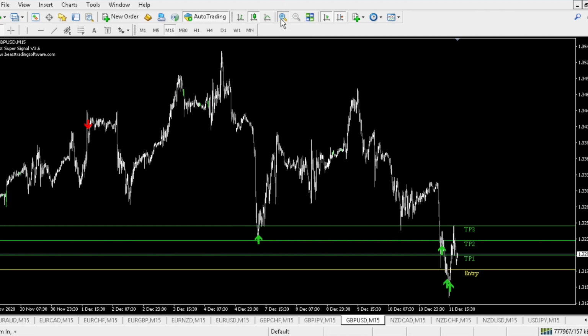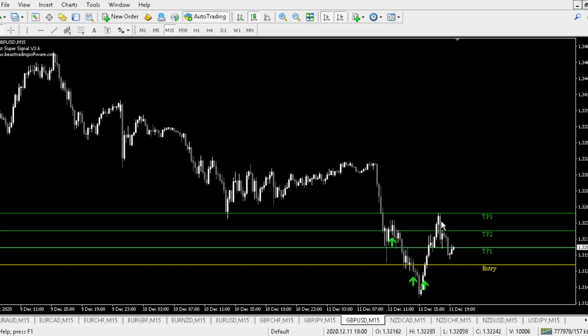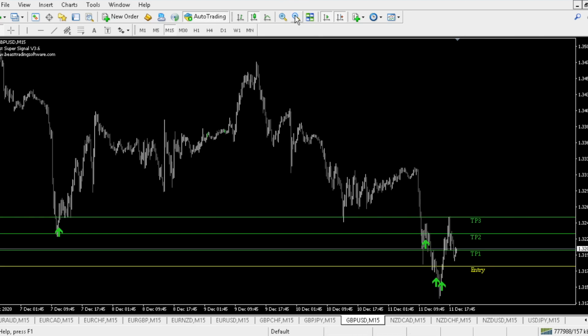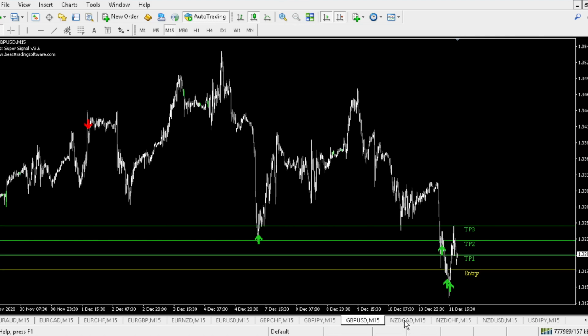and I think this actually did hit take profit 3 just a few hours ago. So overall, another good two buy signals trading on cable today. So these were both wins as well, which is really good.